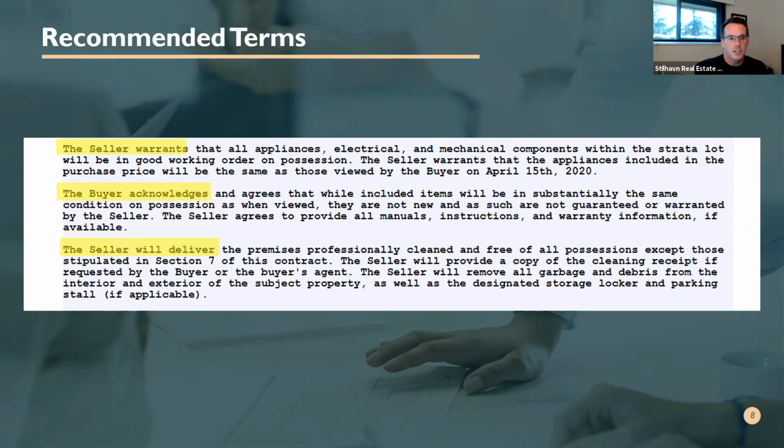So again, it's just a warrant. One thing I did want to discuss with all these seller warrants, buyer acknowledges, seller will deliver, because we've had a couple of unrepresented deals happen, and we discussed a little bit of that yesterday.